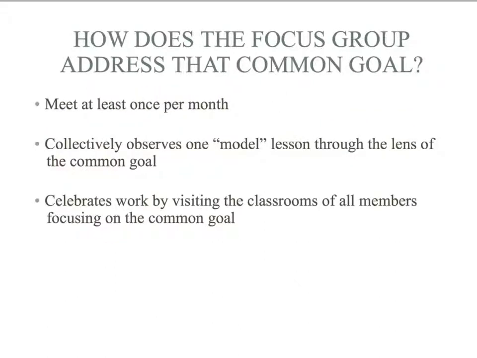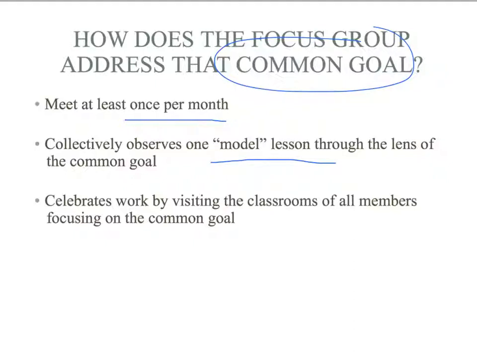So now that the focus group has identified what their common goal is, the next thing we'll need to talk about is how do they actually meet that goal? How do they address that goal? The first thing they need to do is figure out when they can actually meet. And we'll talk about different options for this, but the recommendation is for the focus group to at least meet once per month.